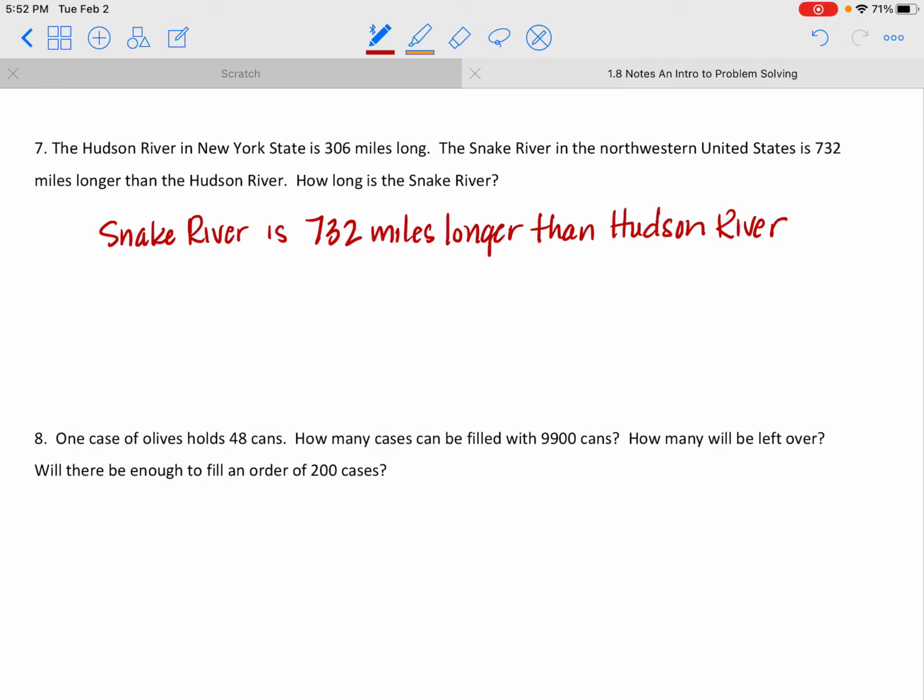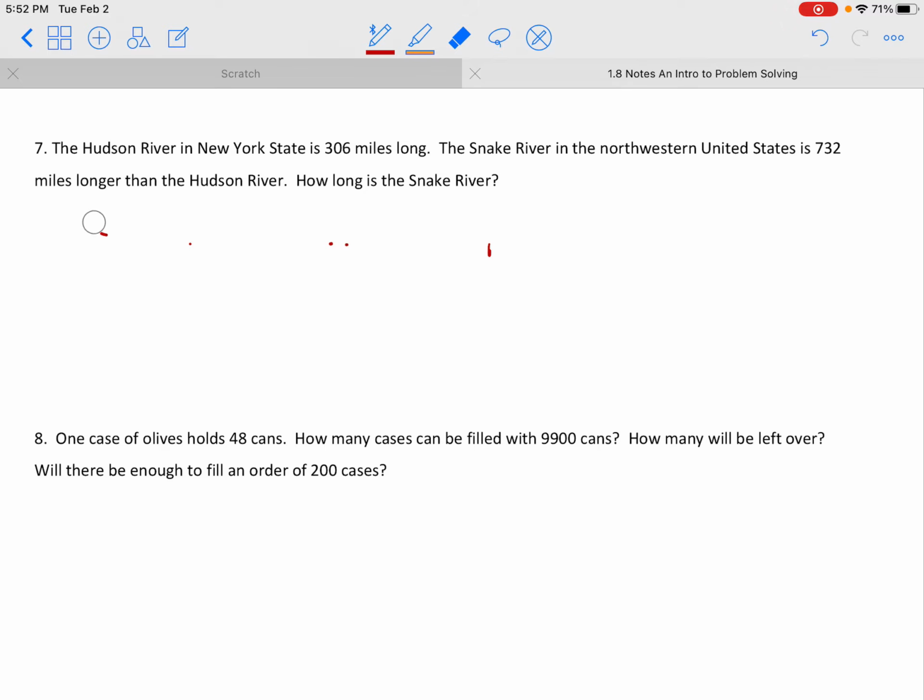And I think it even says that in there. That's 7. Oh, actually, it does say that in there. Why did I write all that? You guys are just letting me do this. Sorry. The Snake River is 732 miles longer than the Hudson River. So our question is, how long is the Snake River?